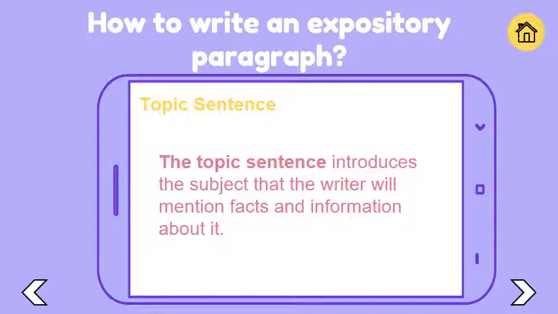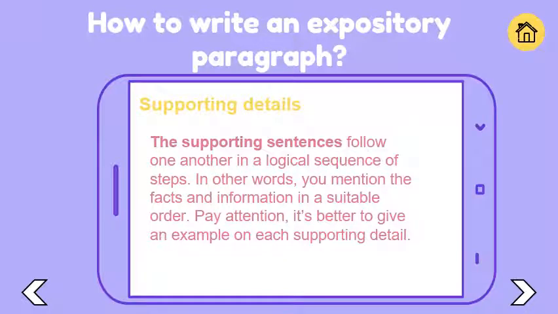After the topic sentence, what comes? After the topic sentence, I will have the supporting details or the supporting sentences. What must I mention in the supporting sentences here? The supporting sentences follow one another in a logical sequence. They follow one another in a correct sequence or order. In other words, you mention the facts and information in a suitable order. I have to mention the facts and information.